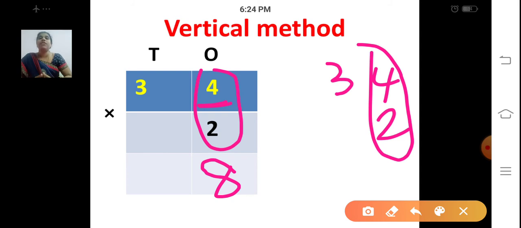4 into 2. What is the meaning? 4 ones into 2. This is at the ones place, right? So 4 ones into 2, what is the meaning? So 8 ones. So write 8 in the ones place.